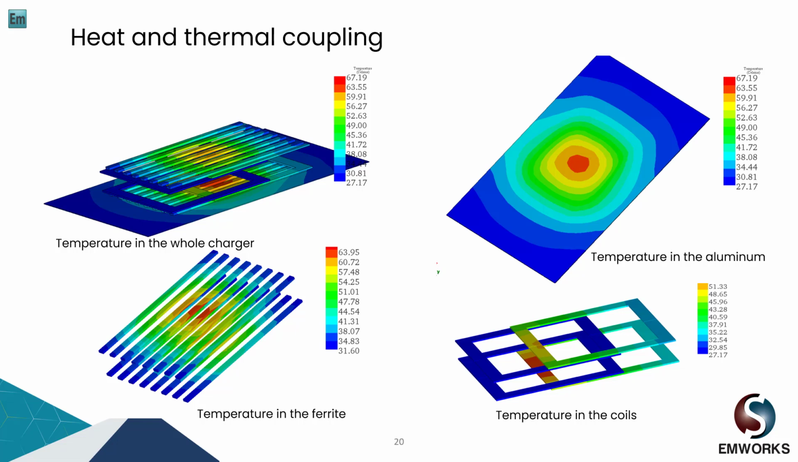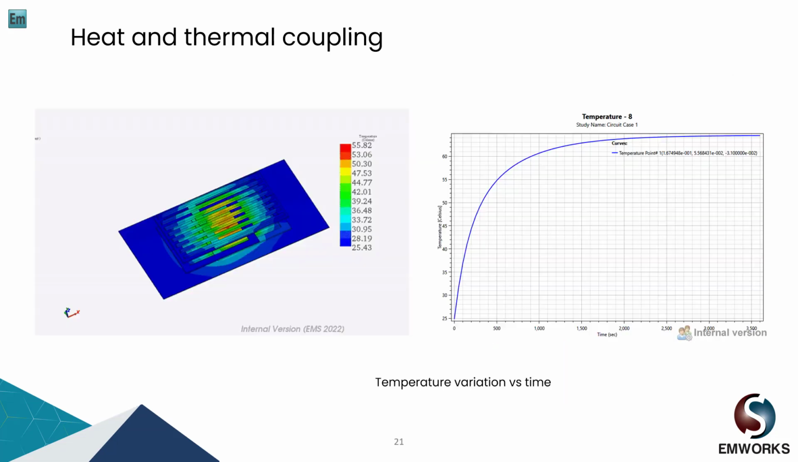These temperatures are generated using an AC magnetic coupled to thermal analysis. So we can see the temperature in the whole charger. At the top left side, the temperature reached a maximum of 67 degrees. The temperature in the aluminium also has a maximum of 67 degrees. The temperature in the ferrite is around 63 degrees, while the temperature in the coils is around 51 degrees in the coils that are touching the ferrite separator. The other coils have lower temperature, around maybe 29 degrees.